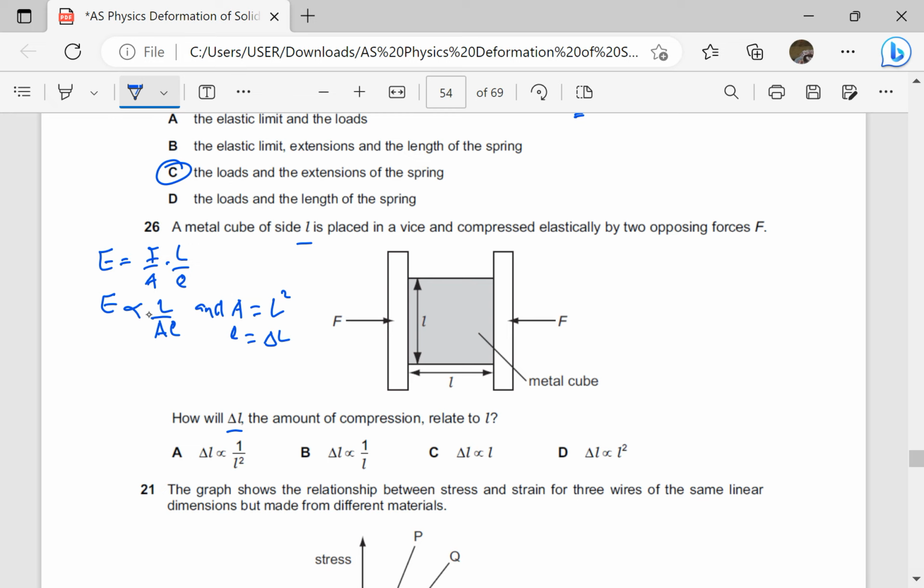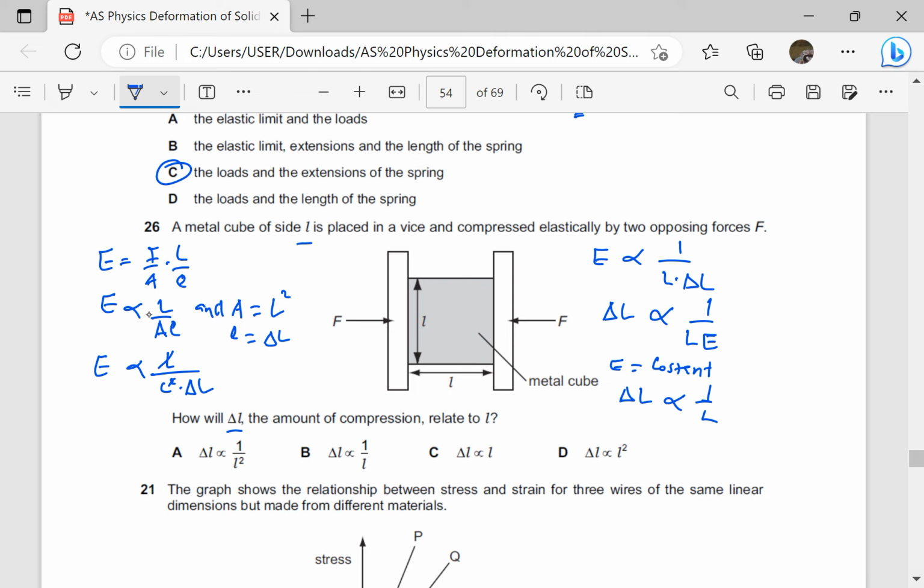Therefore, Young modulus is going to be directly proportional to L, but inversely proportional to L squared times delta L. So one L has cancelled, so it means E is inversely proportional to 1 over L times delta L. Remember, the Young modulus is a constant. So if I make delta L the subject, you will notice that delta L is going to be directly proportional to 1 over L times E. And note that E is a constant, which means delta L is just inversely proportional to L. So our answer is going to be B.